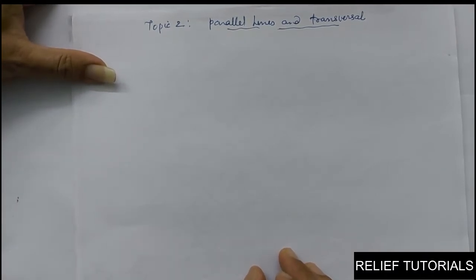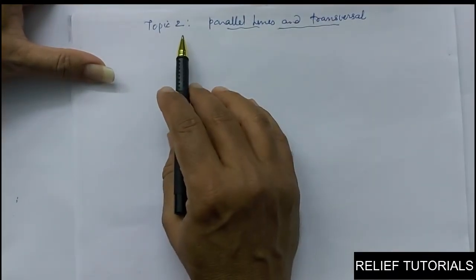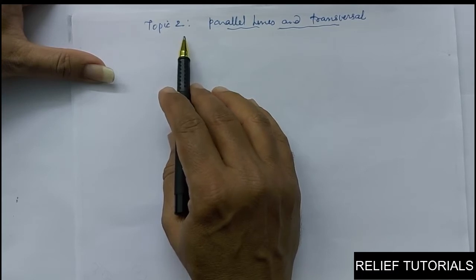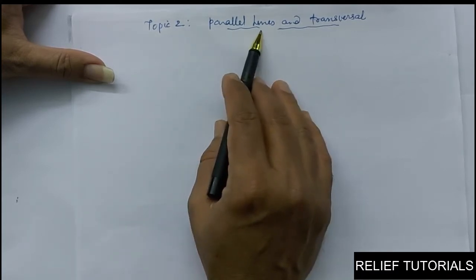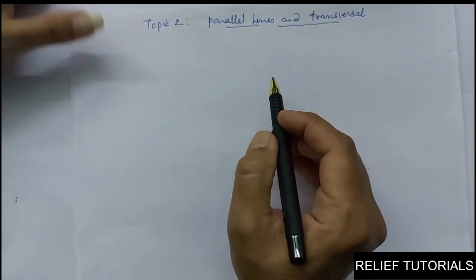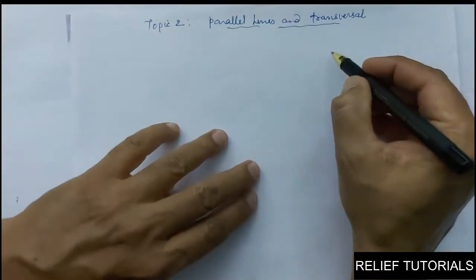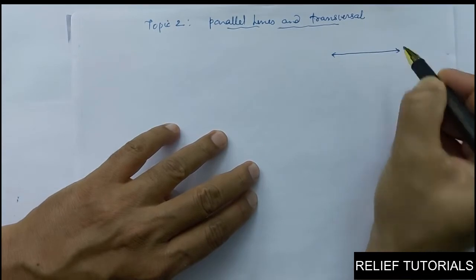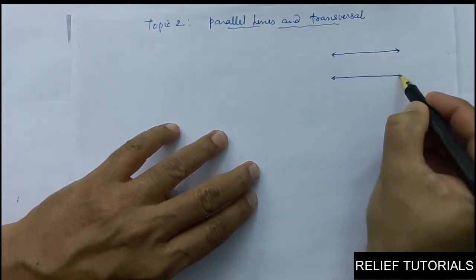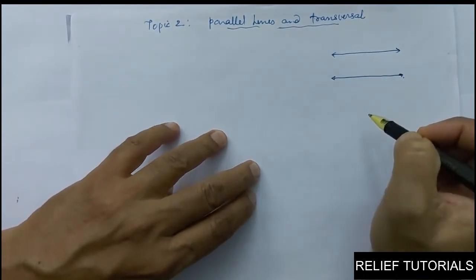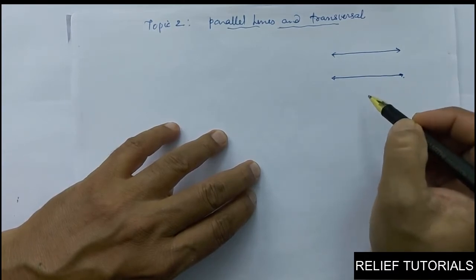Today we are going to discuss topic 2 of your chapter 6, angles, parallel lines and transversal. The question asks, what are parallel lines? See, if two lines lie in the same plane and they do not intersect each other, then they are parallel lines.